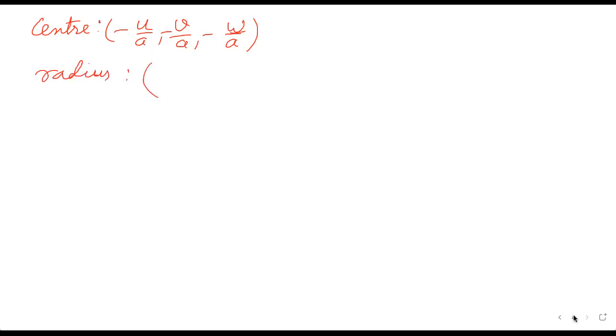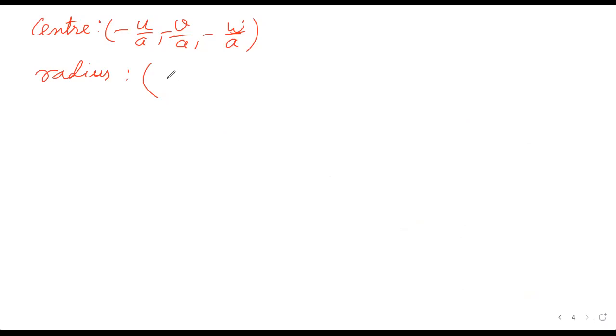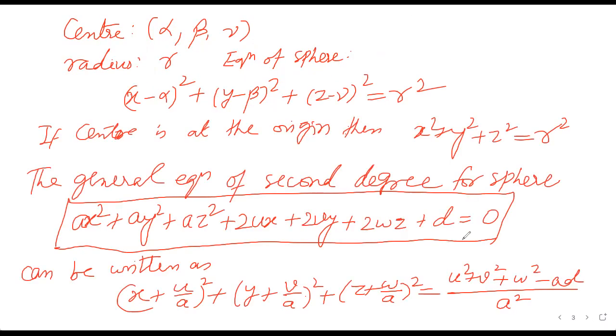Radius will be square because it is r square, so I will take the square root of this. So it will be under root. Radius is under root of u square plus v square plus w square minus ad divided by a. See, it is the radius. So in general equation, directly you can write the center and radius if the equation of a sphere is given in this form.